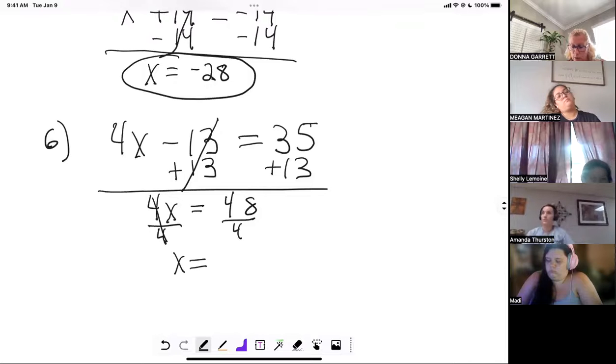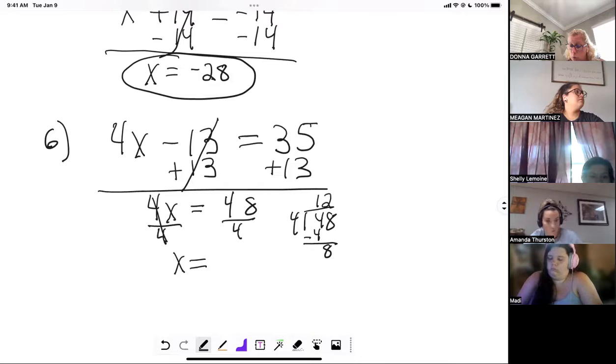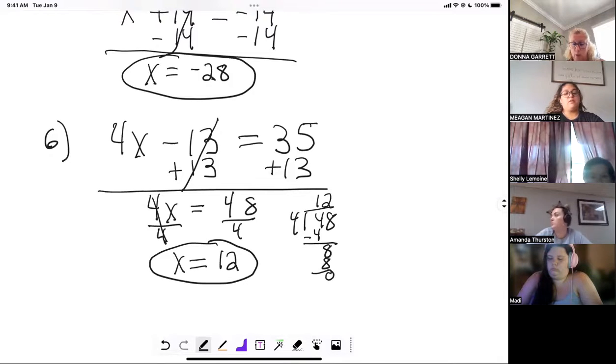That means x is equal to, okay, so 48 divided by 4. 4 times 4 is 16. Subtract, 8. How many 4s are in 8? 2. So x is equal to 12. And then you can also check your answer by checking it in.